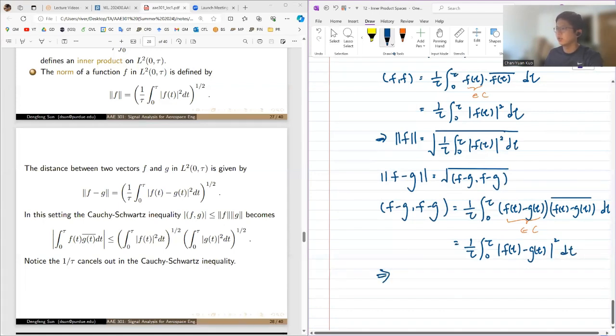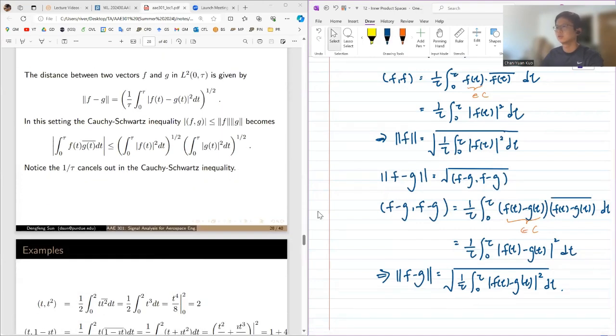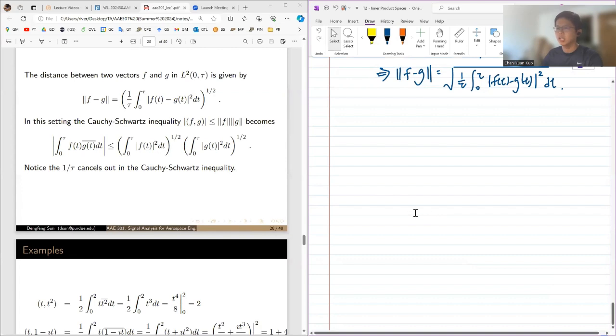And so now we substitute this back into the expression above, and we will get the distance between f and g equal to the square root of this whole thing. Okay. And now let's take a look at some examples.